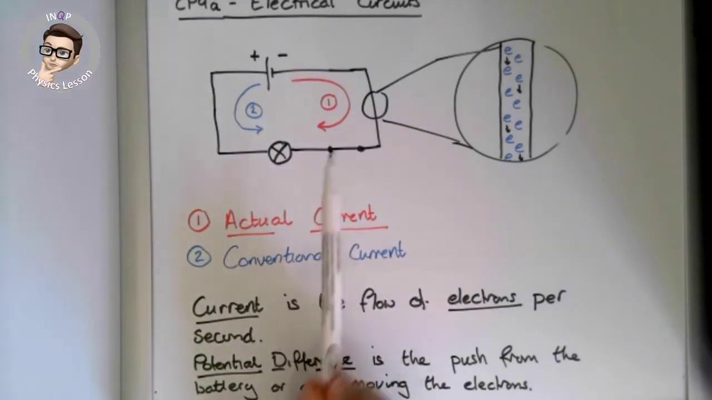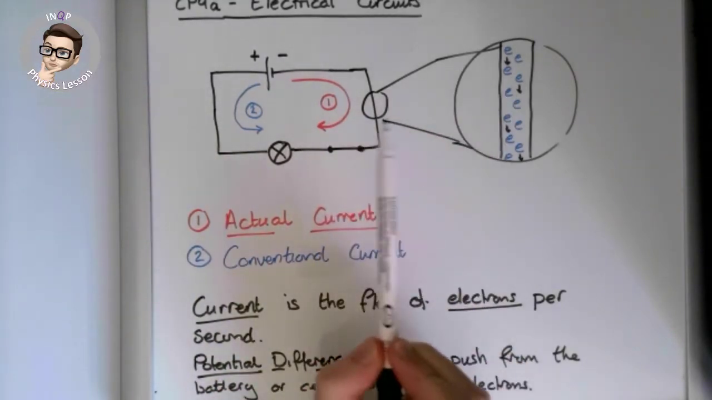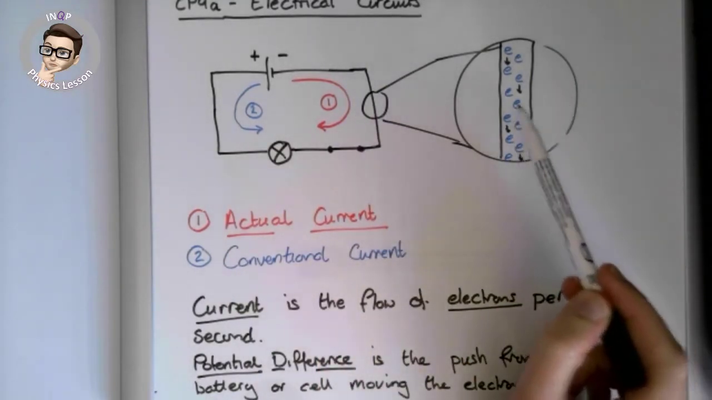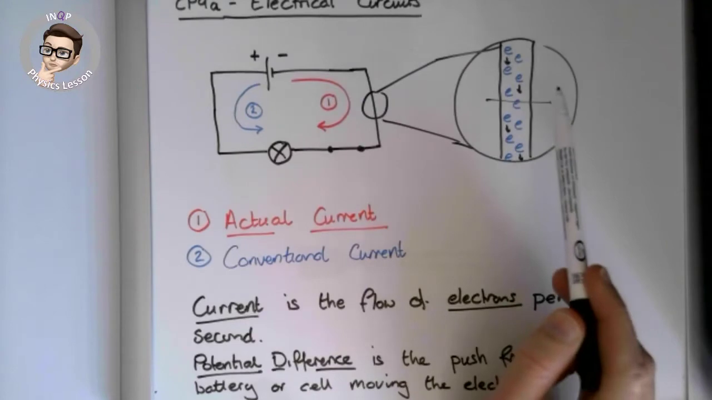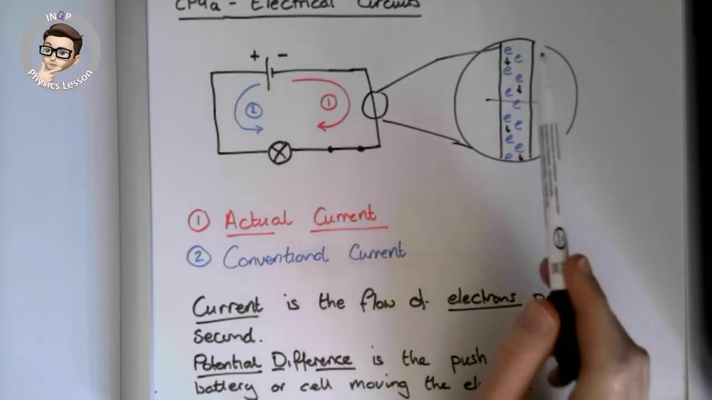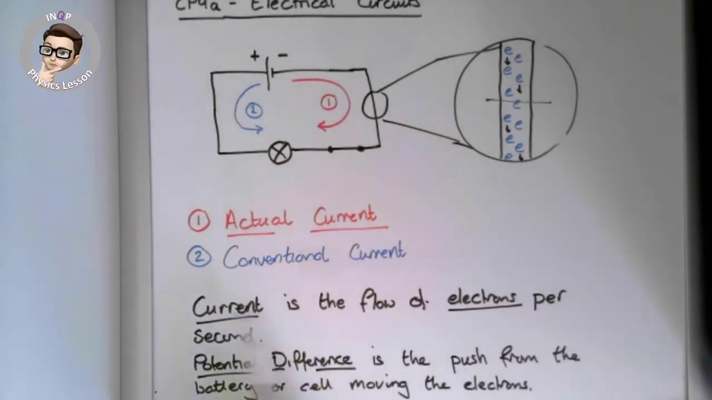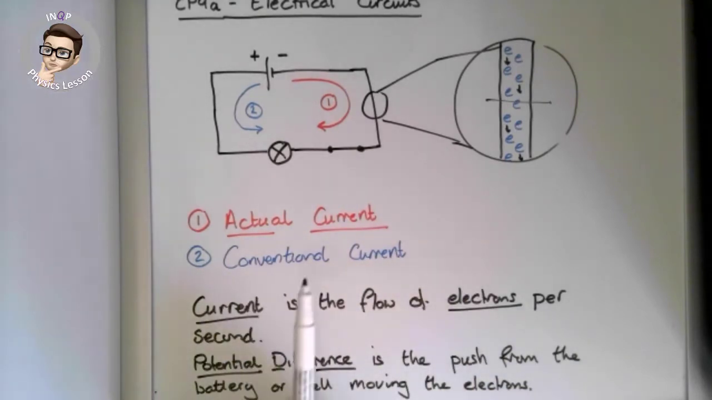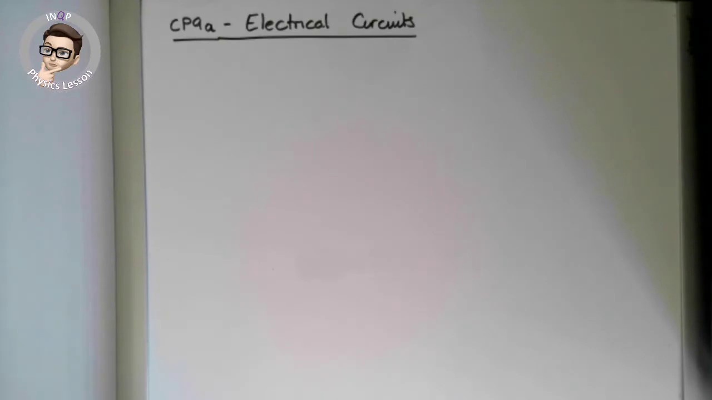And current is how many of those electrons are passing one point per second. So here we could have a measurement at that point and measure how many electrons pass in one second, and that gives us an idea of the current. So the more electrons that pass, the greater the current, and the fewer electrons that pass, the lower the current. So that's the fundamentals of what an electrical circuit is, and we can look at it in another way.